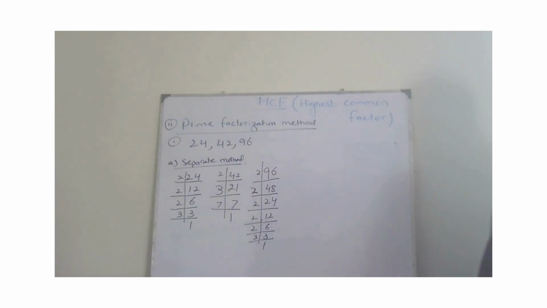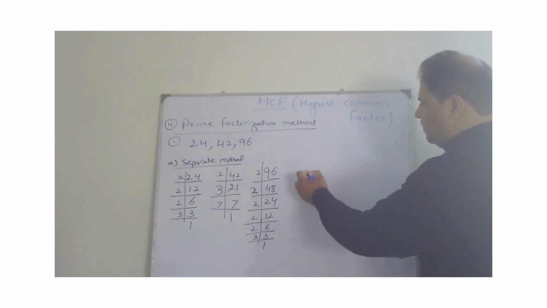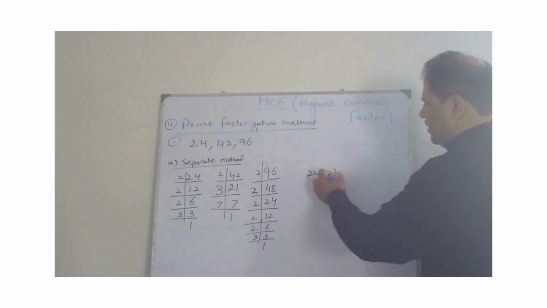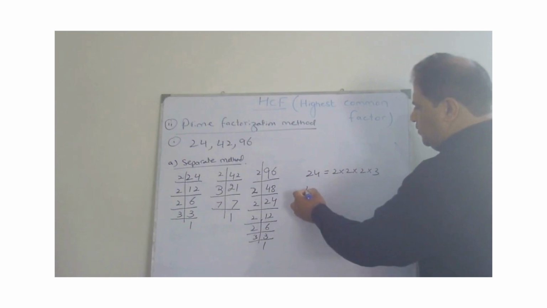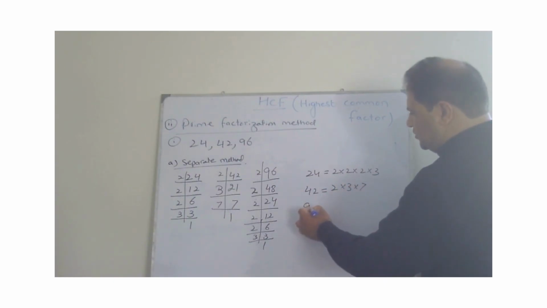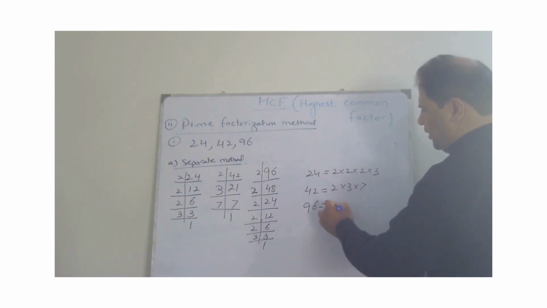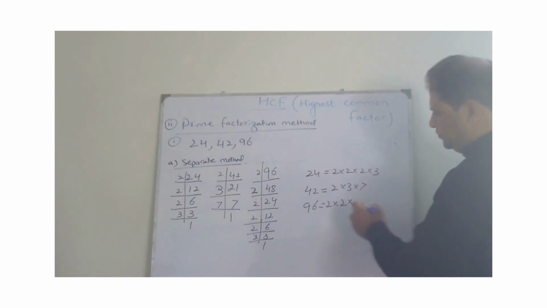And now we will write the factors of each number and compare them. Like 24: 2 times 2 times 2 times 3. Then 42: 2 times 3 times 7. And in the last, 96: 2 times 2, 5 times we have 2 and 1 time we have 3.